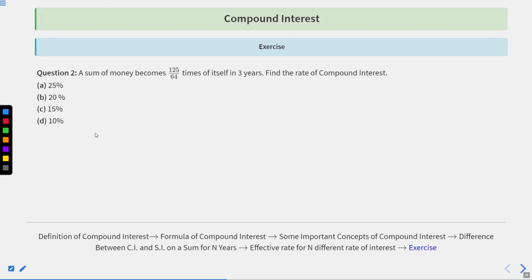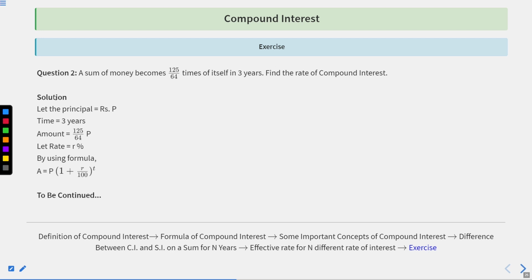Question number 2. A sum of money becomes 125 upon 64 times of itself in 3 years. Find the rate of compound interest. Let the principal be P rupees. So time is given to be 3 years and the amount is 125 upon 64 P and the rate of interest is R%. So by using the formula A equal to P times of 1 plus R upon 100 to the power T.